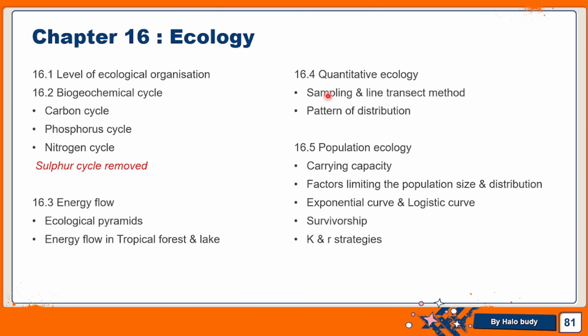And then the fourth one is quantitative ecology. So this one is a calculation topic: sampling and line transect method. The sampling method is what you learned in SPM, right? I think you learned the calculation: density, frequency, relative density, relative frequency, right? And then percentage cover, all that. You learned it in SPM. I think you memorized it because it is very easy, right? So all that is similar. So you need to learn about that.